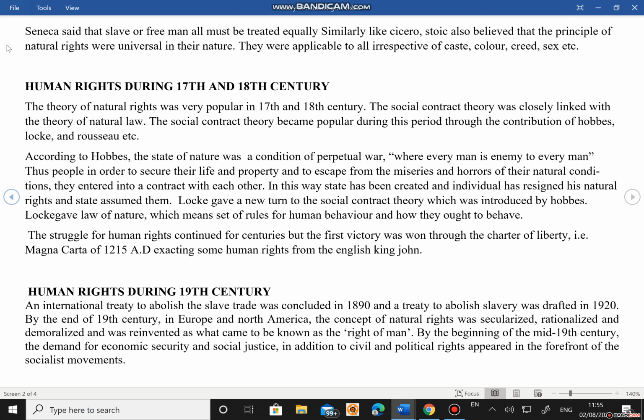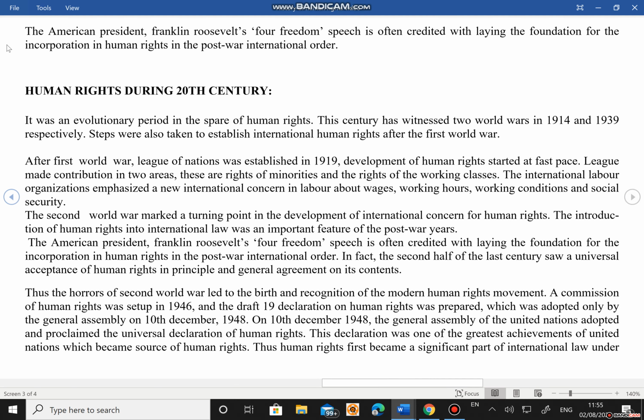as rights of man. In the beginning of the 19th century, the demand for economic security and social justice, in addition to civil and political rights, appeared in the forefront of the socialist movement. At that time, the American president Franklin Roosevelt gave a speech named Four Freedoms, which is often credited with laying the foundation for the incorporation of human rights in the post-war international order.